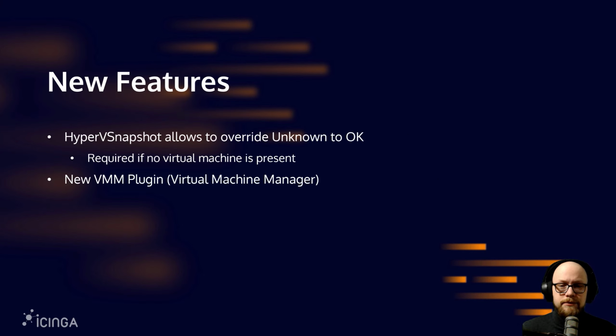What's new is that the Hyper-V Snapshot plugin allows you to override the status from unknown to OK, which means if no virtual machine is present on the machine, the Snapshot plugin will return unknown, because there is no real way to determine, are there no machines there, or is the service not running? Don't you have permissions to see it? So it's quite hard to get a good state of, is it just broken? Or are there really no virtual machines there? And now you can move the unknown to OK in that case. So that will, of course, also help a lot.